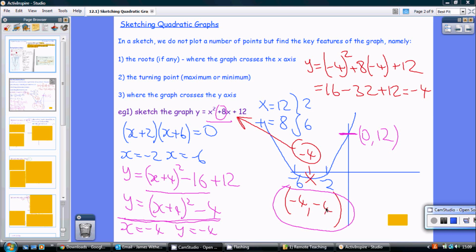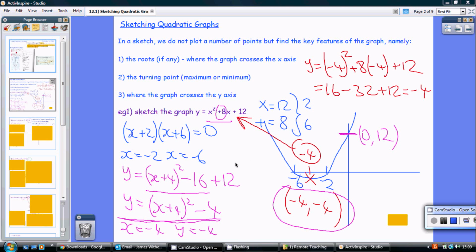And then finally, what have I done? I've worked out where the curve cuts the y-axis, and this is dead easy. You just substitute 0, because our x value is 0. We've got nothing along the stairs. You substitute 0 back into the curve, and obviously 0 plus 12 is 12.